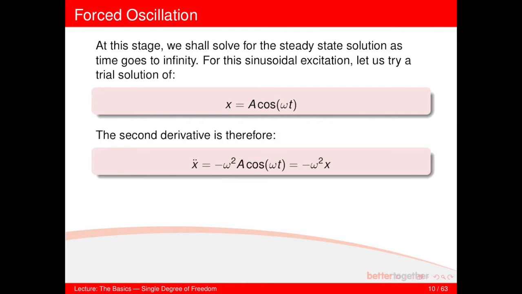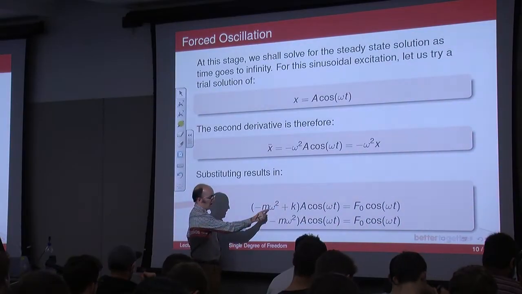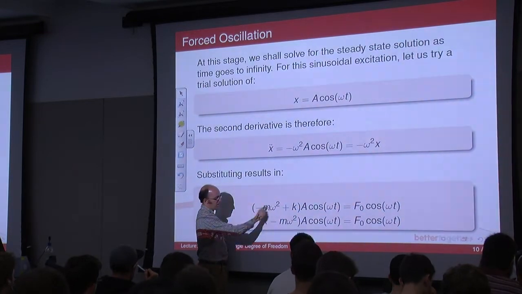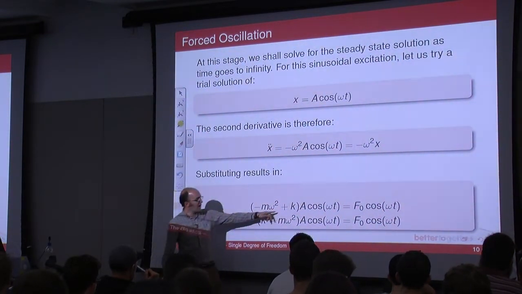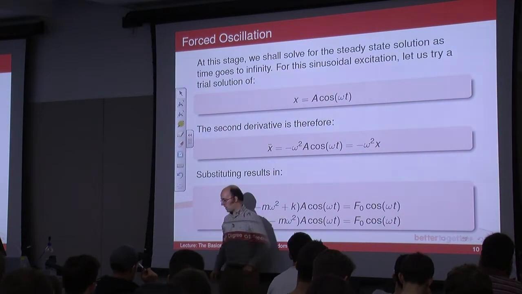Well, obviously you take the second derivative of x, a cosine omega t. We get an omega coming out, and it turns into minus sine. You do it again, you get minus cosine, and then another omega comes out, so we end up with minus omega squared times x. We plug that into the equation. If you remember, we had m x double dot. Well, x double dot is minus omega squared x, so that becomes minus m omega squared plus k, okay, times x, which is a cosine omega t, equals f naught cosine omega t.